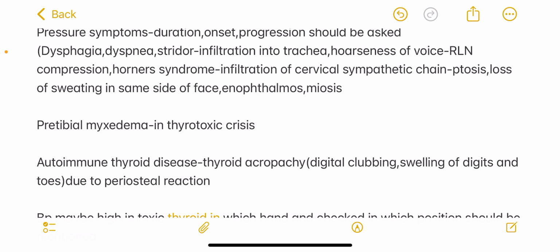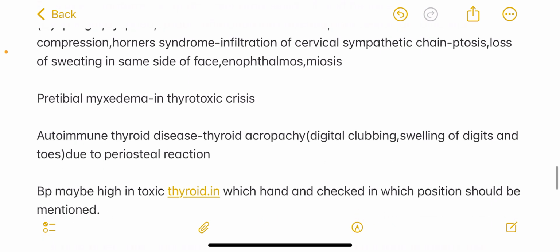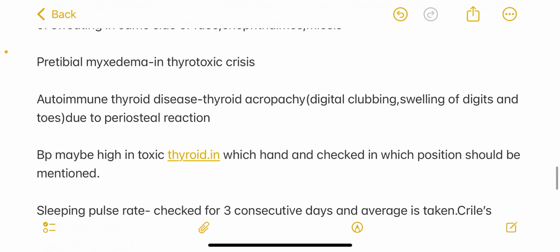Next, autoimmune thyroid disease. In this, we can see thyroid acropathy, which is shown by digital clubbing, swelling of digits and toes because of the periosteal reaction. Then BP may be high in toxic thyroid, and whenever we are measuring BP, we have to mention which hand was used, and in which position of the patient it is checked, whether supine or sitting.